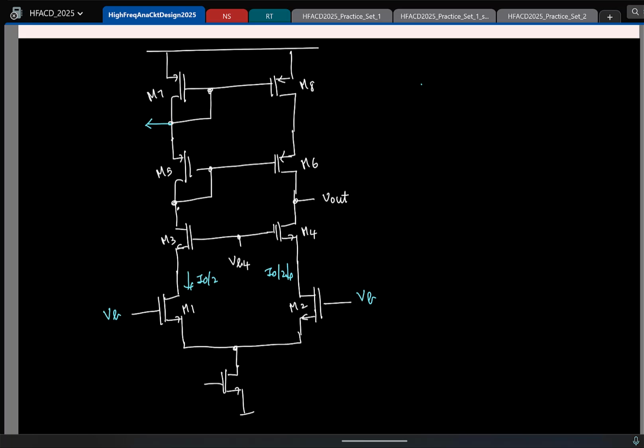VDD minus. Again, remember that all the transistors carry a current of I0 by 2, which means their gate to source, or source to gate for PMOS, is fixed. So this drain voltage is also the gate voltage. So this is VDD minus source to gate of M7 or M8. So this is VDD minus source to gate of M8 at a current I0 by 2. And the same will be this voltage for the DC operating point. This is VSG8.